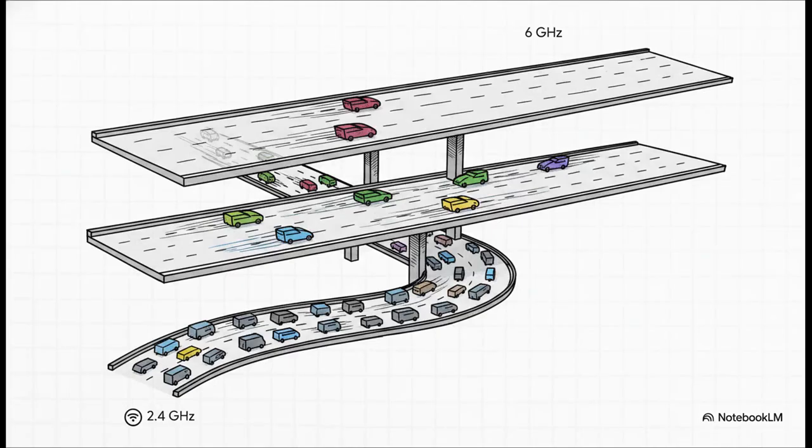And all of these wireless conversations, they have to happen somewhere, right? They happen on specific radio frequencies, and you can think of them as different highways for all your data. The most common ones you've probably seen are the 2.4 and the 5 gigahertz bands. And just recently, Wi-Fi 6E has opened up this brand new, wide-open superhighway, the 6 gigahertz band, which means way more space and way more speed.